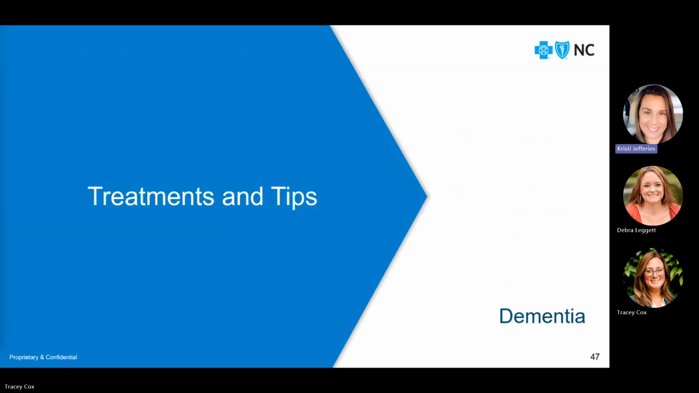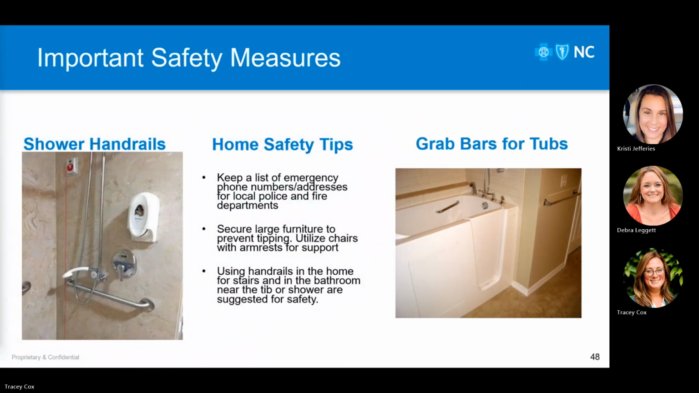Now that we have discussed the different types of dementia and how to diagnose them, let's talk about the various treatments available and a few tips for caregivers. Most people want to maintain their independence for as long as possible. Many also want to stay home or with family instead of a facility.